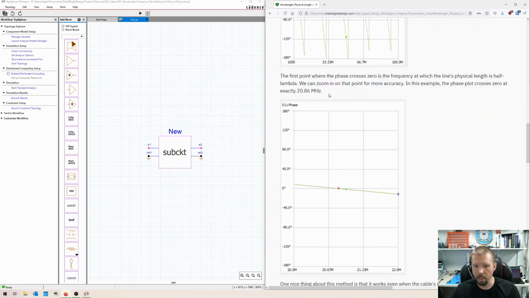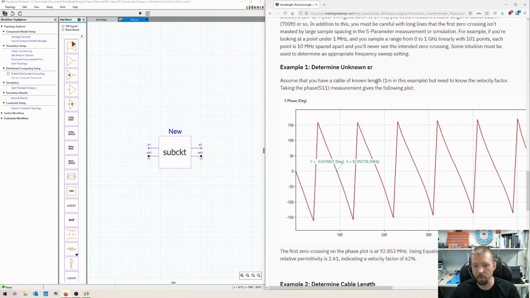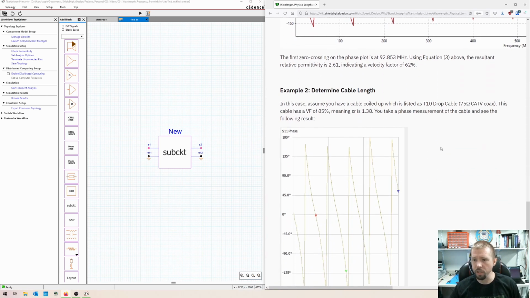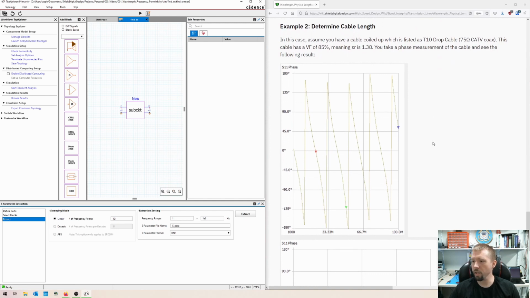Plug all those things in, and now suddenly we have found our unknown relative permittivity, which would be, in this case, 2.61. Now, for the next example, we could determine the cable length if we know what type of cable it is. All right, so here's a very interesting example. In this example, we have a cable.